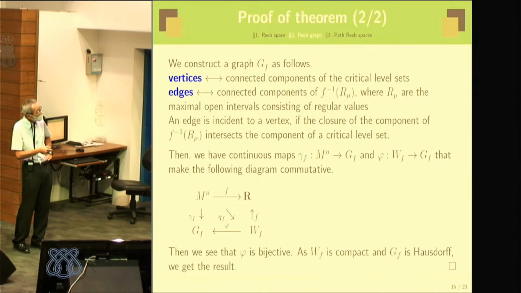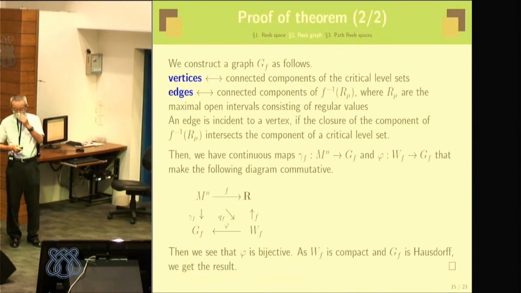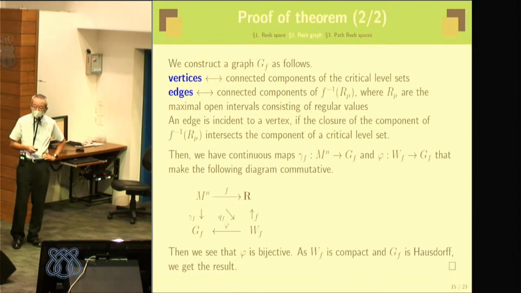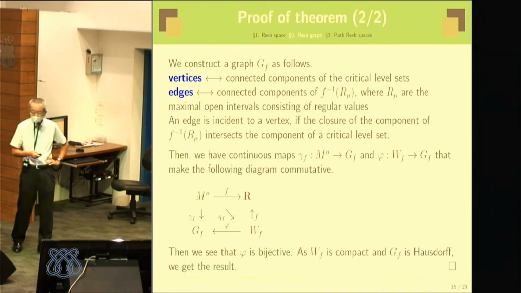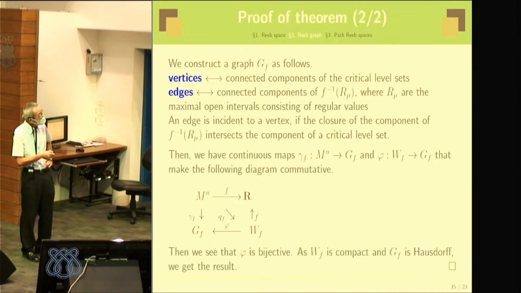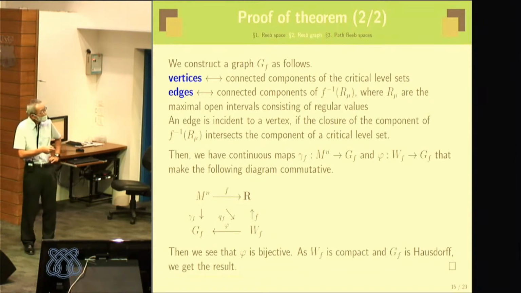And also, you have a continuous map phi from the Reeb space to the graph, which makes the diagram commutative. So this is a consequence of the construction of the graph. And then, by the construction, we can see that phi is a bijection, and this is continuous.